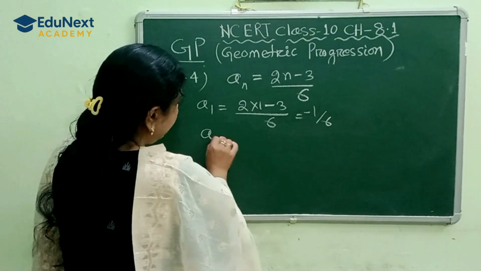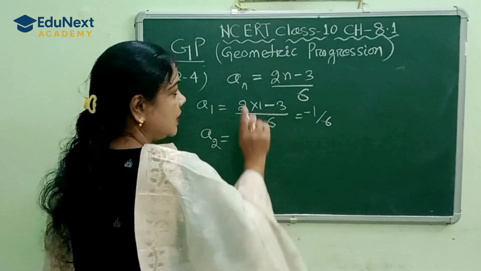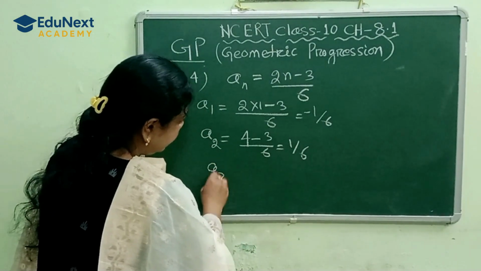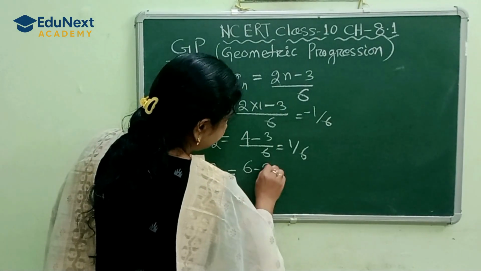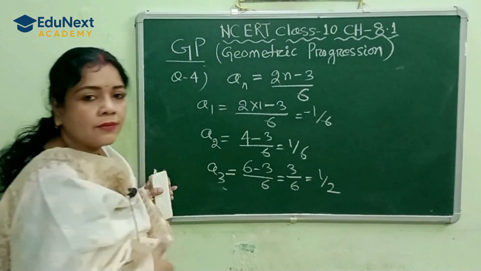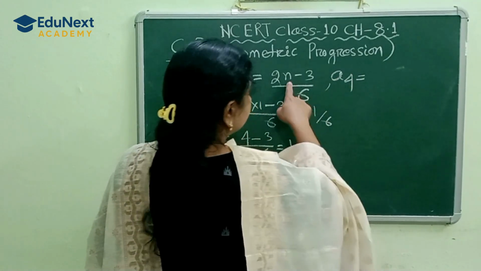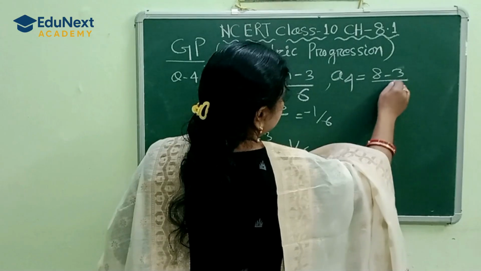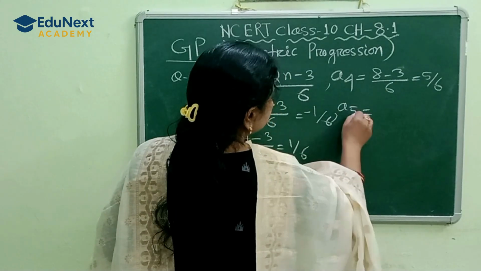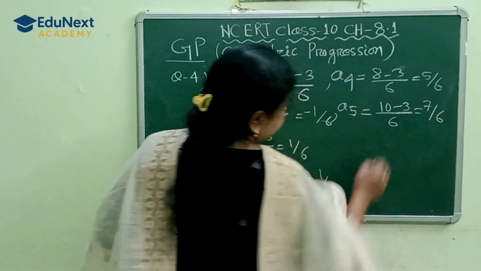Similarly, a2 is equal to, I am directly writing, 2 into 2 is 4, 4 minus 3 by 6, that is 1 by 6. a3 is equal to 6 minus 3 by 6, that is 3 by 6, that is 1 by 2. Similarly, a4 is equal to 8 minus 3 by 6, that is 5 by 6. a5 is equal to 10 minus 3 by 6, that is 7 by 6.